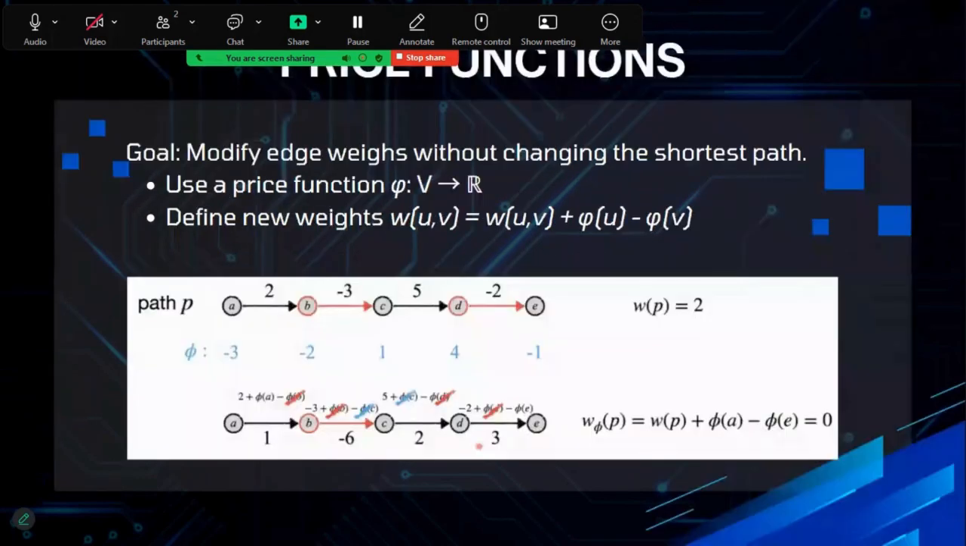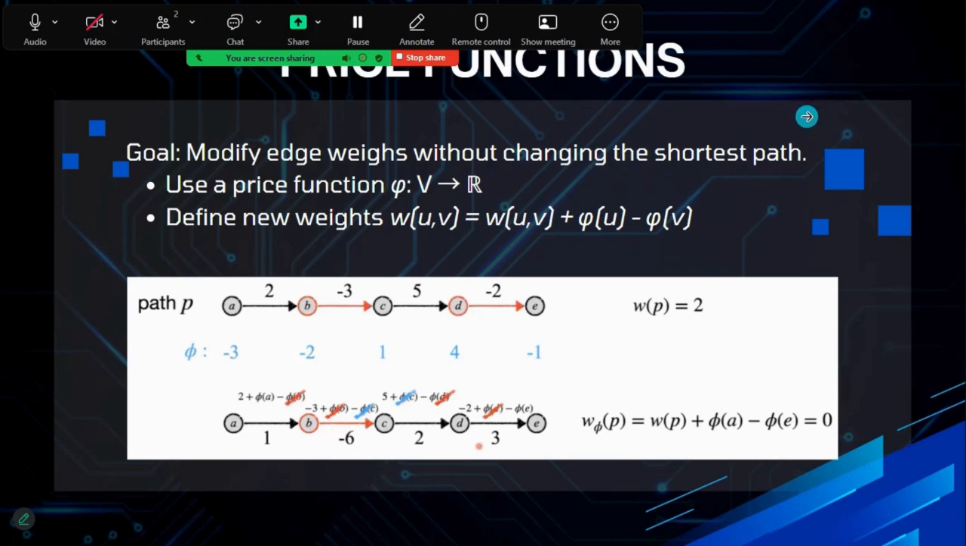So the price function assigns a value to each vertex, right? And this is the formula: w of u comma v is equal to the weight of that specific edge, plus phi of u, the source we are leaving from, minus phi of v, the vertex we are going to. So it reweights the vertices but it preserves the shortest path. The paper mentioned that it was borrowed from another algorithm, the Johnson algorithm, and it is used to eliminate the negative edges. So this is the heart of the algorithm, the price function we have used a lot in this algorithm.